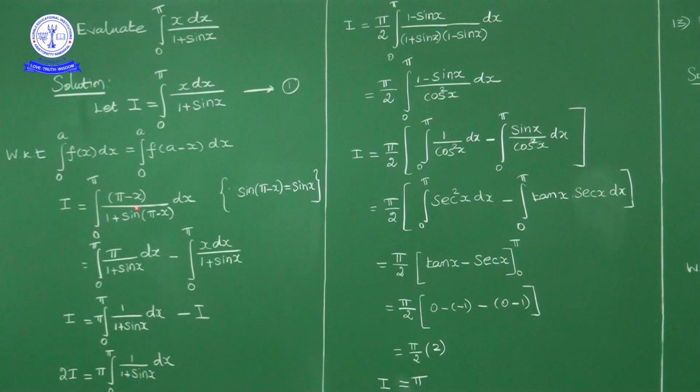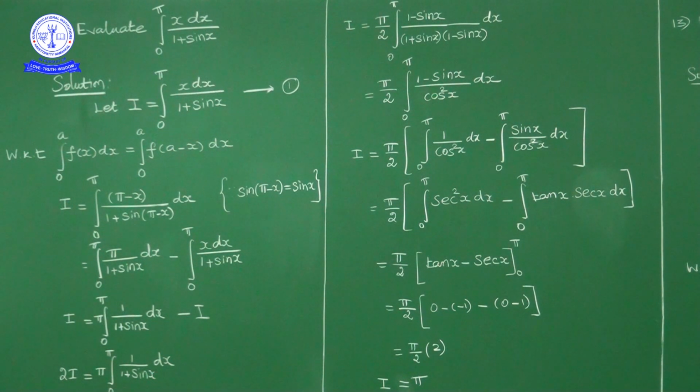So I will write this one as a difference of two integrals. One is integral 0 to pi 1 upon 1 plus sin x dx minus integral 0 to pi x upon 1 plus sin x dx. But this is nothing but given I only, no? Okay. So I will write I here. I is equal to pi, constant pi I will write outside, pi into integral 0 to pi 1 by 1 plus sin x dx minus I. Now minus I, write this side, plus I plus I. 2I is equal to pi into integral 0 to pi 1 upon 1 plus sin x dx.